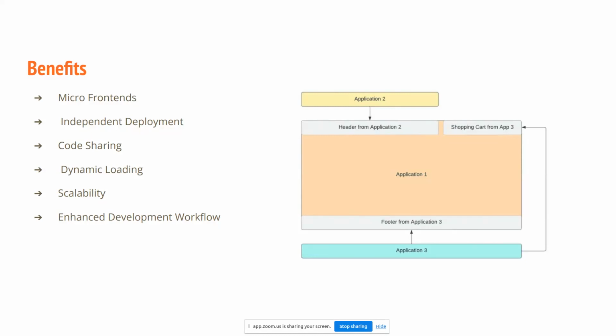Then next one is independent deployment. Each of these applications is developed and tested individually and they are also deployed independently. The next one is code sharing. We'll be able to share code between different applications, which I'll be demonstrating in the demo. Then the next one is dynamic loading.